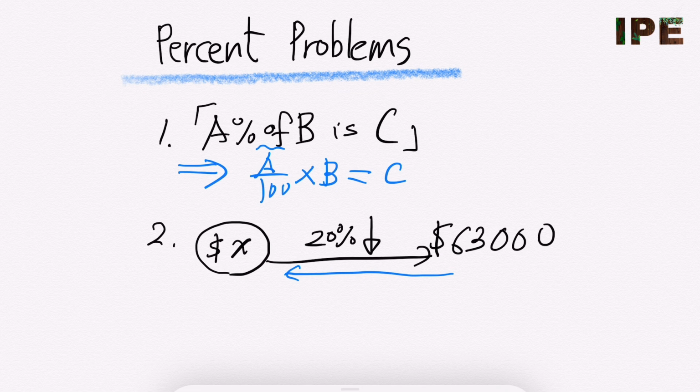Many people try to find it like this: X dollars, and discount means subtract, how many percent? 20%. 20% of what? 20% of X. So 0.2X is equal to $63,000. That is okay, but I'm going to introduce a better way, okay?